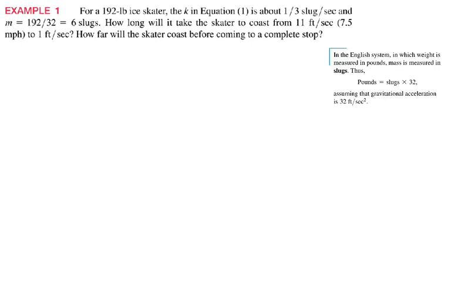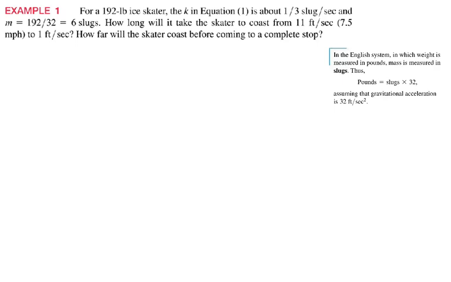So let's do an example to see how long it's going to take for this coasting ice skater to come to a complete stop. So the ice skater's 192 pounds. We are told what our constant k is. It's about 1/3 slug per second. We know our mass, 192 pounds divided by 32. Her mass is 6 slugs. And we want to know how long it will take the skater to coast from 11 feet per second to 1 foot per second. And then how far will the skater coast before coming to a stop? So this is a 2-part problem.